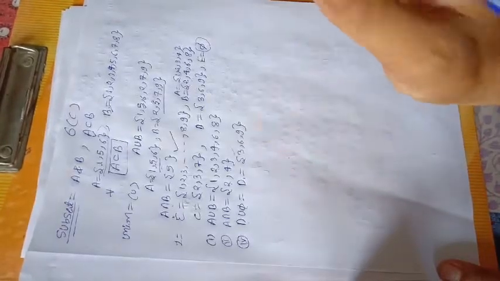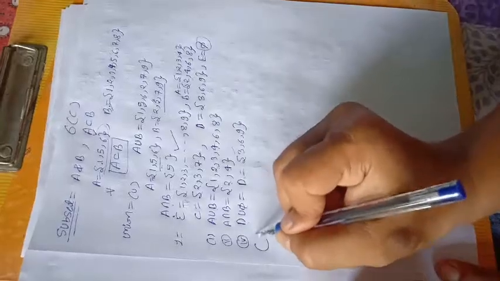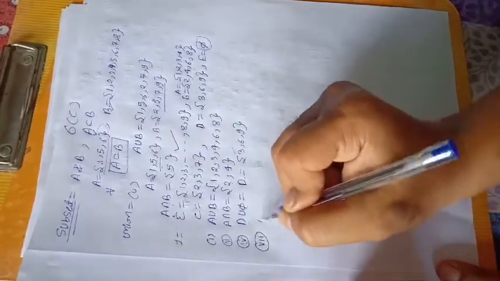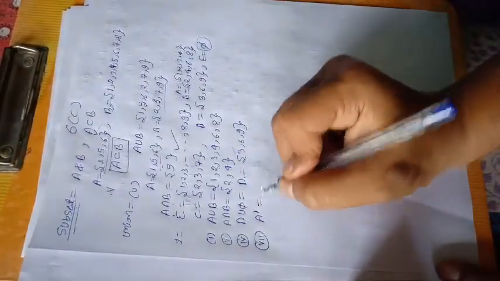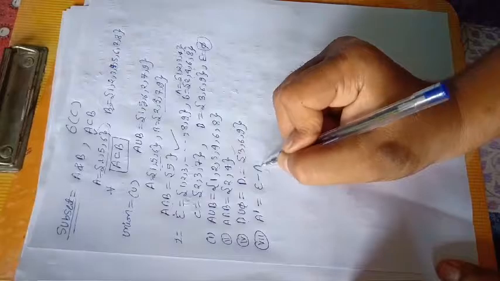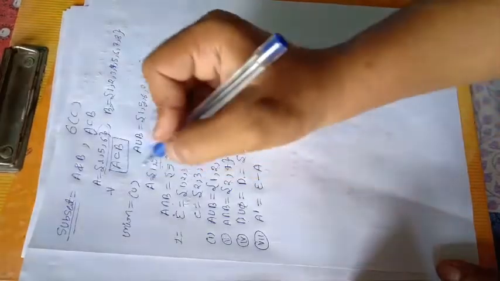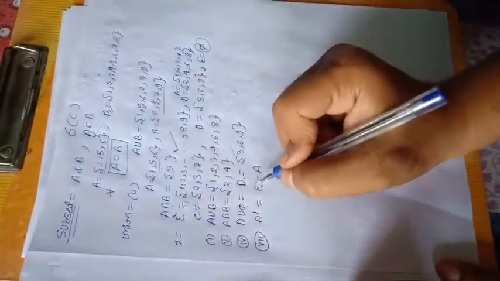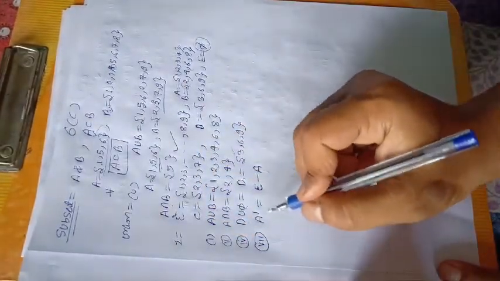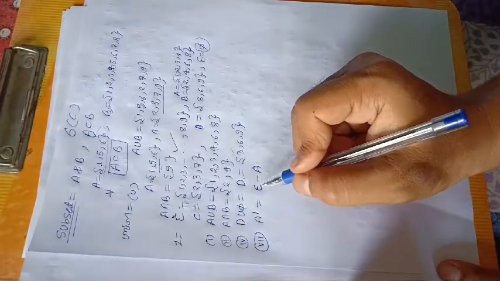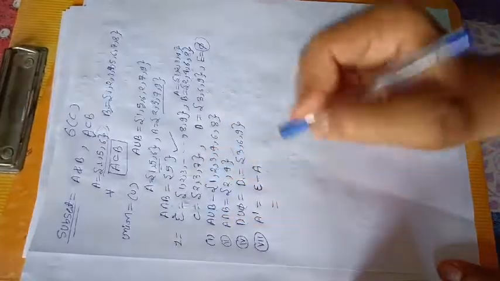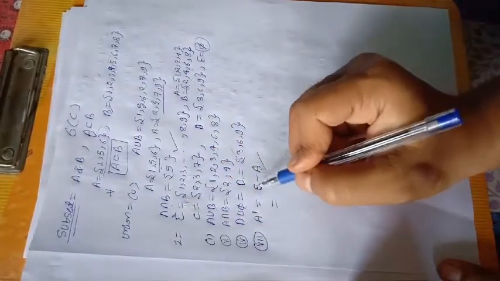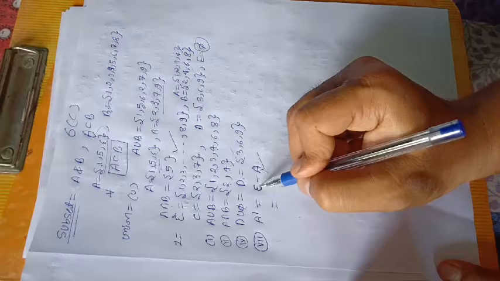Okay. Now next, the seventh part, A complement. You know that A complement means the universal set minus A in your book. This is denoted by the universal set. So A complement means the universal set minus A: all those elements of the universal set which are not in A.